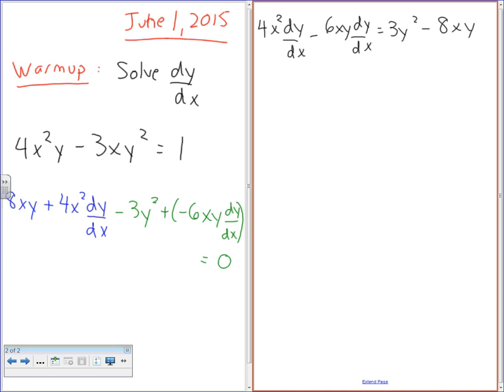Okay, so I'm going to say, very good. I'm going to say dy by dx times 4x squared minus 6xy equals 3y squared minus 8xy. Whoa, goodness gracious. I just got to resync this right now.